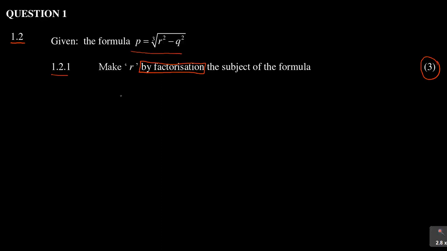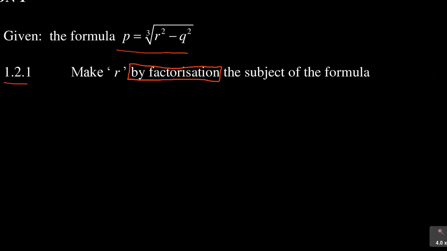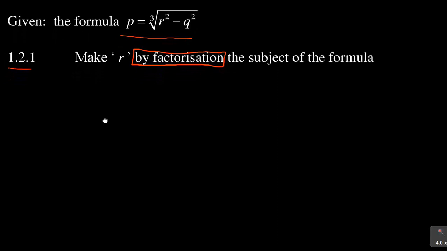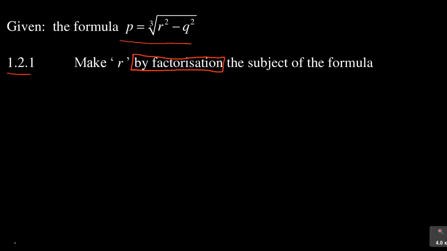It was 3 marks, in as much as the question might not be properly typed, but it says we need to focus on r in that case. And if I expand that, this is what I'm given. If I can write it, I'm given P is equal to the cube root of r squared minus q squared. Now my focus there is I need to focus on r.